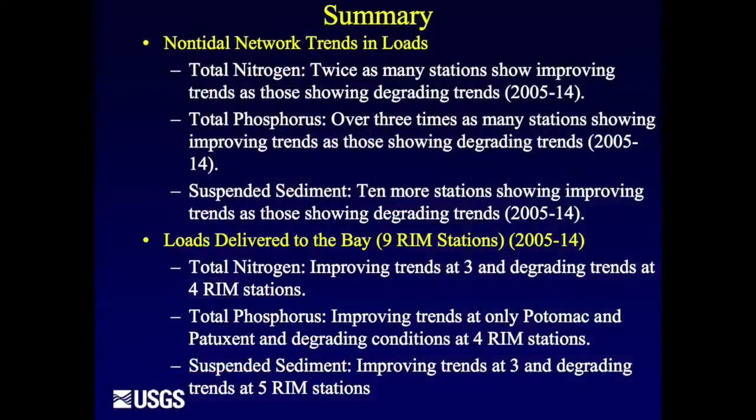So basically our summary within the non-tidal network for nitrogen, phosphorus, and sediment, we're seeing more of our stations showing improving conditions than we're seeing in stations that are degrading. Phosphorus has 3 times as many stations that are improving instead of degrading. Nitrogen has twice the number of stations, and then we have about 10 additional stations that are showing improvement in sediment compared to what's degrading.